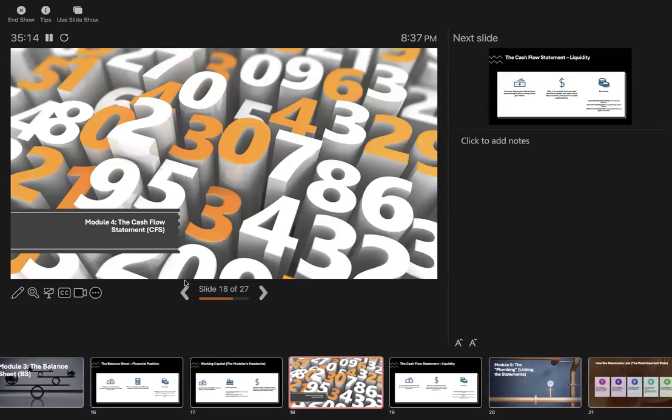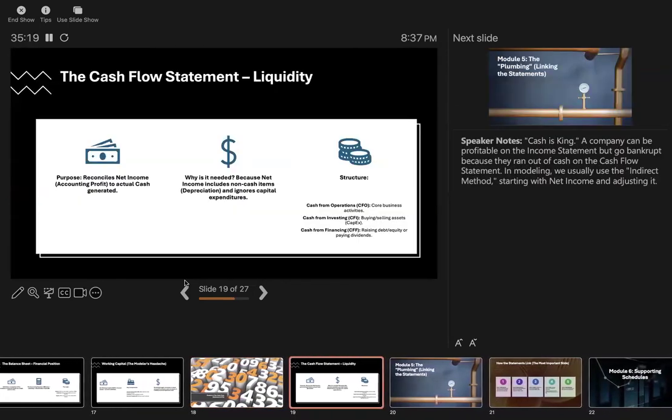Module 4, we look at the cash flow statement, issues of liquidity. Cash, they always say cash is king. I did mention to you that the company can be profitable on the income statement, but go bankrupt because they ran out of cash on the cash flow statement. So in modeling, we usually use the indirect method, starting with your net income and making adjustments, adding back, for example, depreciation because it's a non-cash item, looking at the changes in working capital.